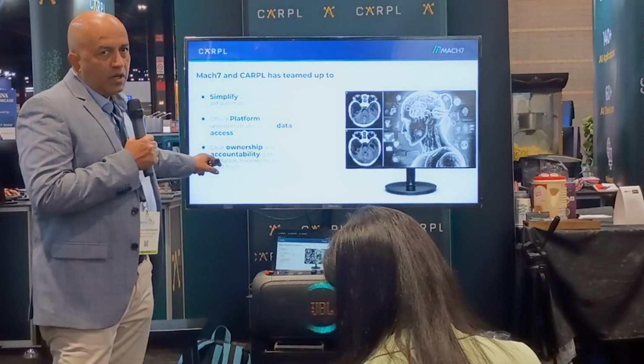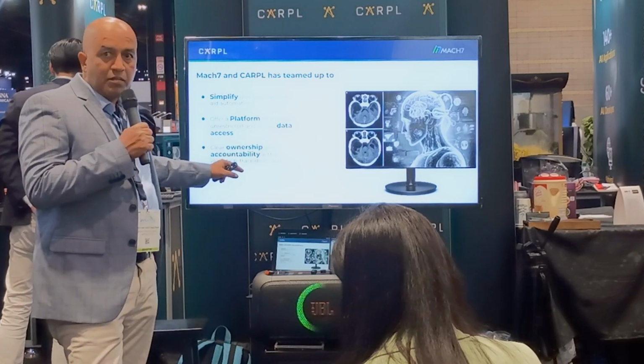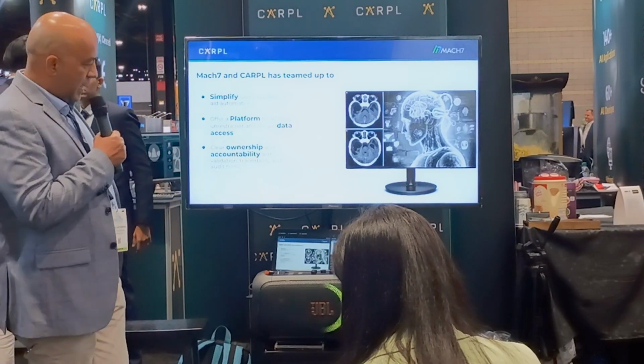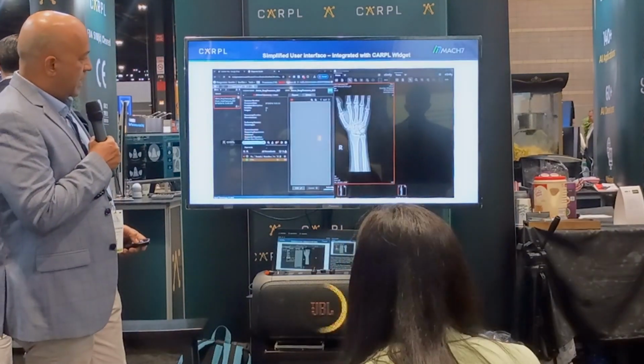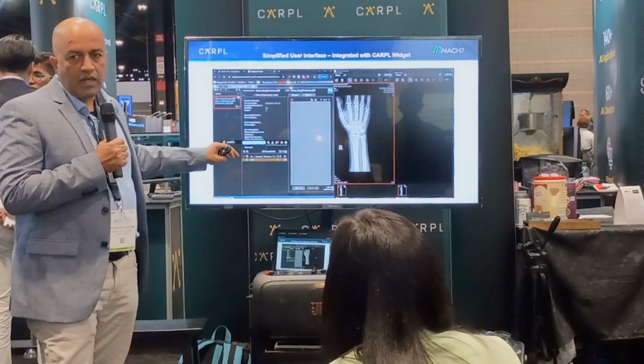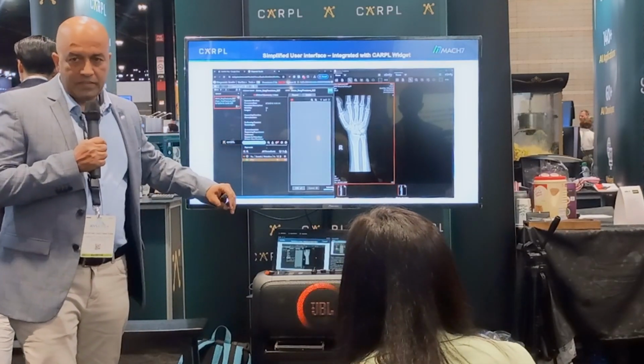And obviously you need to look at accountability big time. So is AI failing? Is it really helping me? What are the real outcomes of the AI I'm using? So just to show you the integration, this is our eUnity viewer integrated with the CARPL platform.